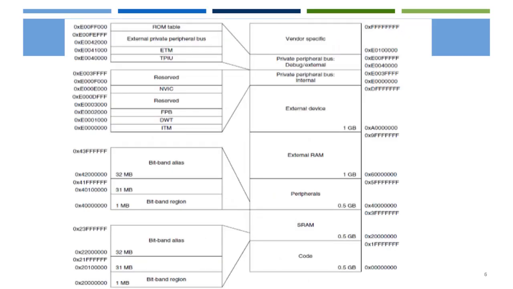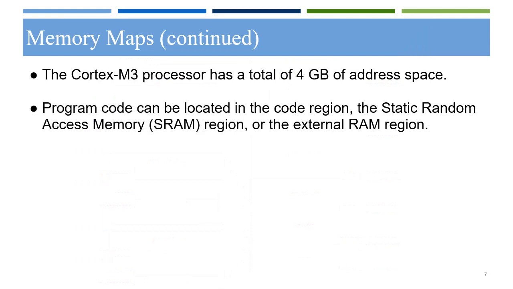This diagram shows the predefined memory map of the Cortex M3 processor. The Cortex M3 processor has a total of 4 GB of address space. Program code can be located in the code region, the static random access memory SRAM region, or the external RAM region. However, it is best to put the program code in the code region because with this arrangement, instruction fetches and data accesses are carried out simultaneously on two separate bus interfaces.